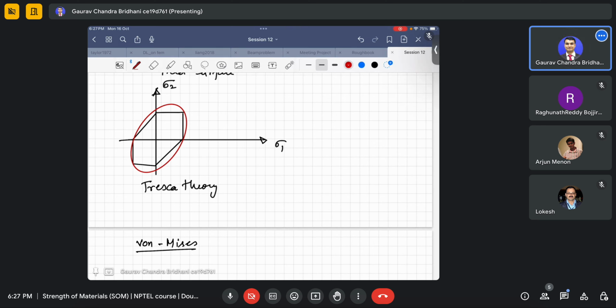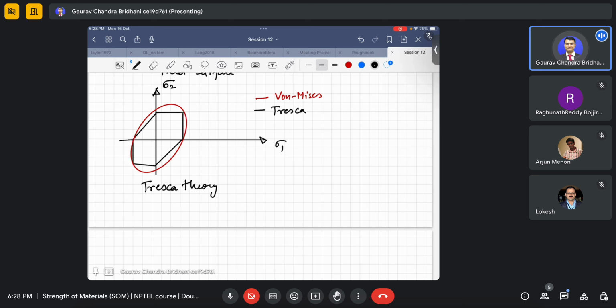So that is the yield surface for von Mises theory. This is von Mises and this is Tresca. Generally these theories are defined for 3 dimensions, so I would have a sigma 3 also, but right now I'm just showing it in a plane. You have gone through the pi plane, which is nothing but the deviatoric plane, and the other things have been developed from there.